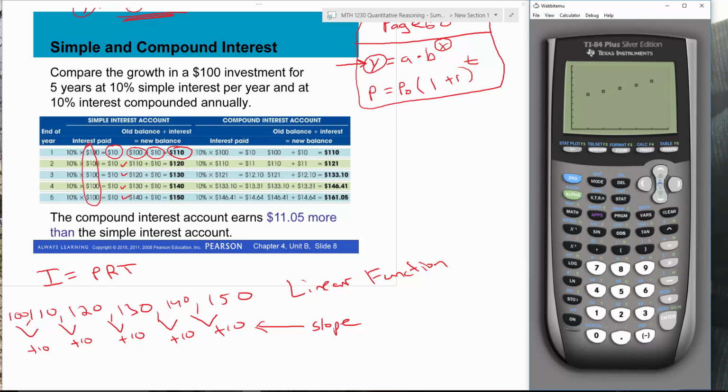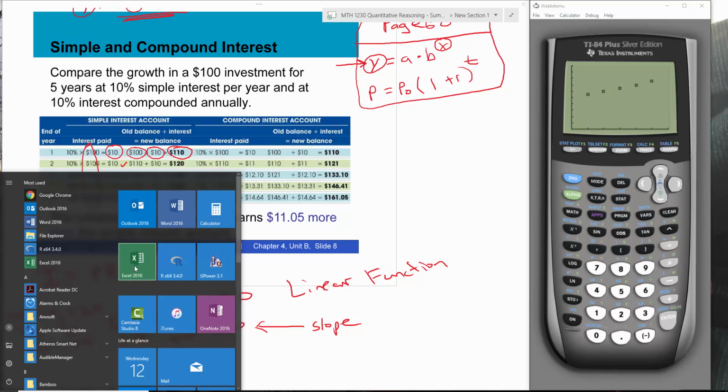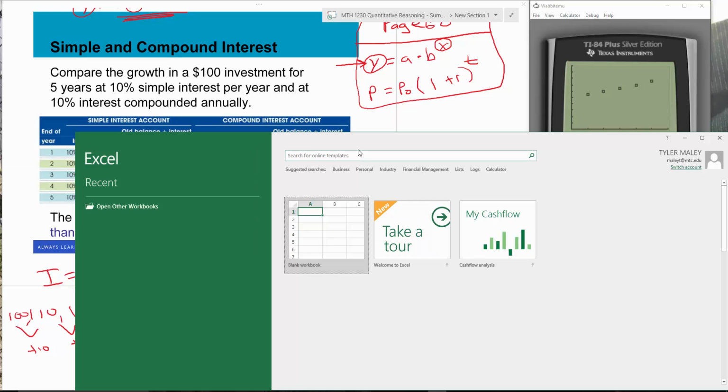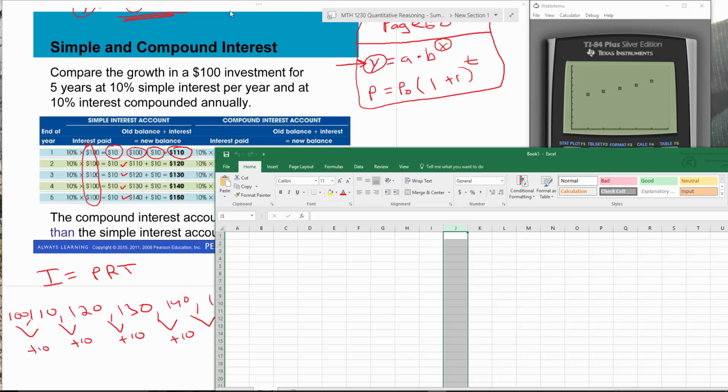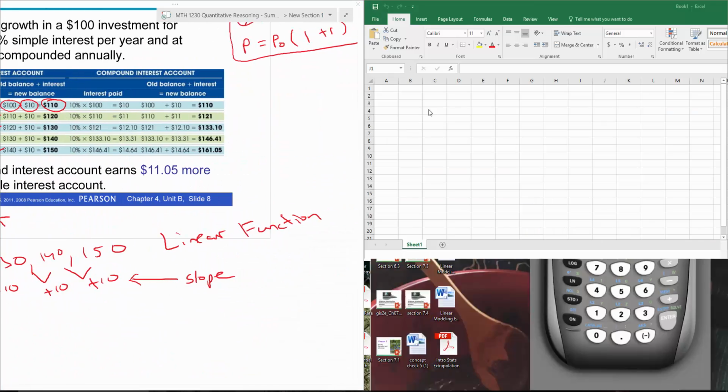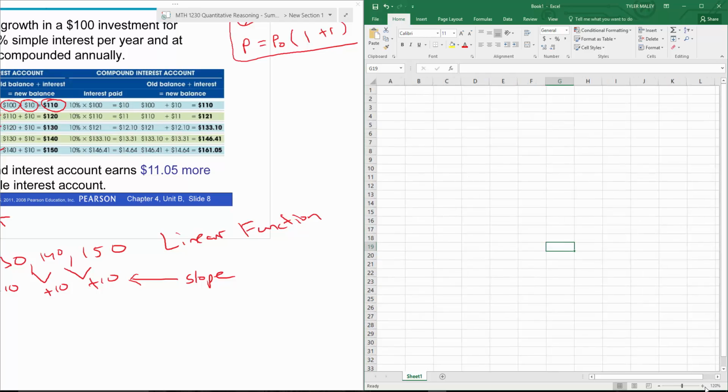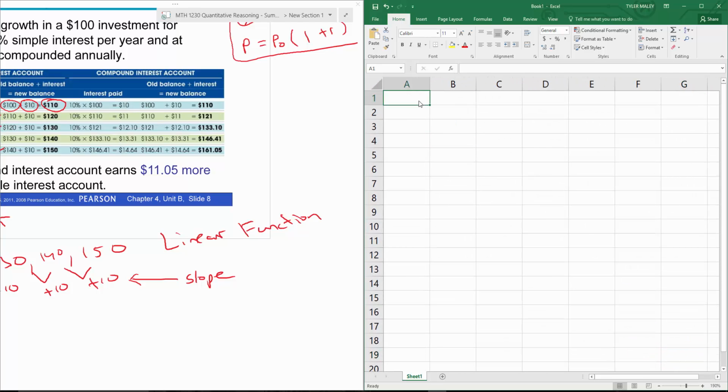Or if you're not comfortable with the graphing calculator, right? We're using Excel in this class a lot. You can certainly do the same thing in Excel. Alright, so let me go split screen here. So I can type in my X and my Y. So we had 1, 2, 3, 4, 5, and then my Y was 110, 120, 130, 140, 150.